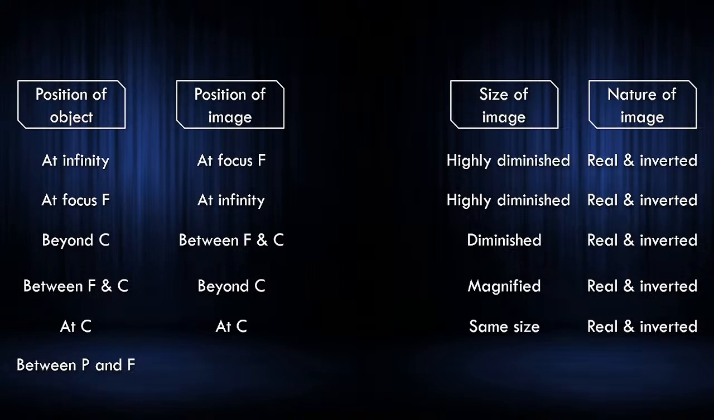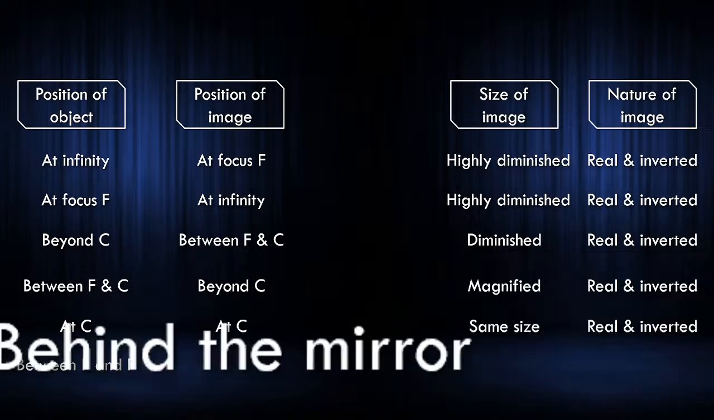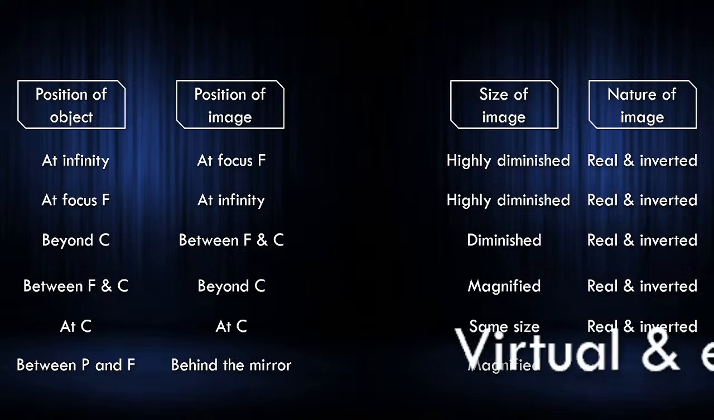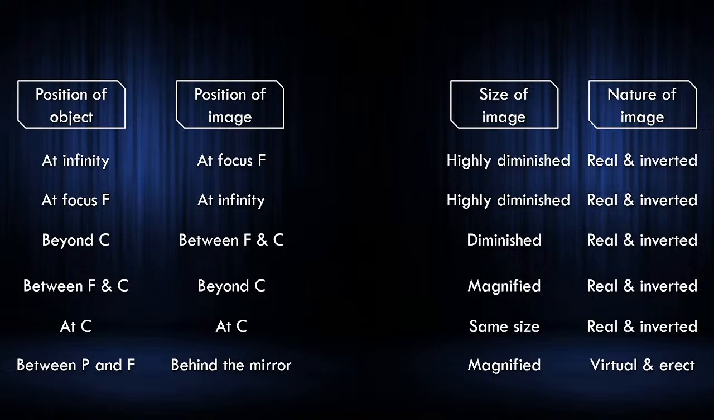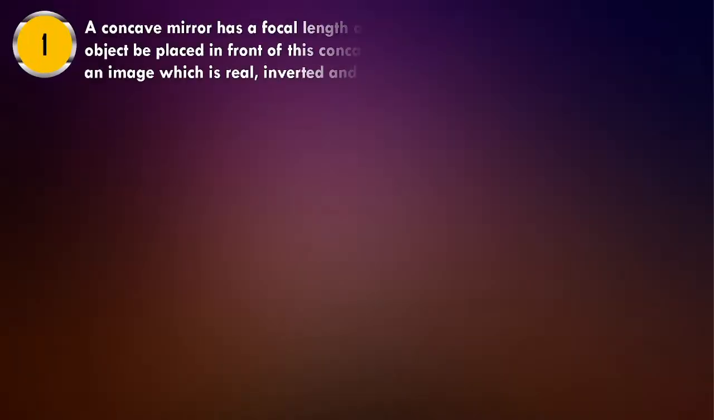So what happens between P and F? Behind the mirror, magnified, virtual and erect. This chart is going to change your life, for those preparing for CDS and NDA. One question is expected from the chapter of light from this region. If they don't ask from this region, they will ask you from lens. If they don't ask from lens, they will ask you scattering, then dispersion. All these kinds of questions come in your examination.